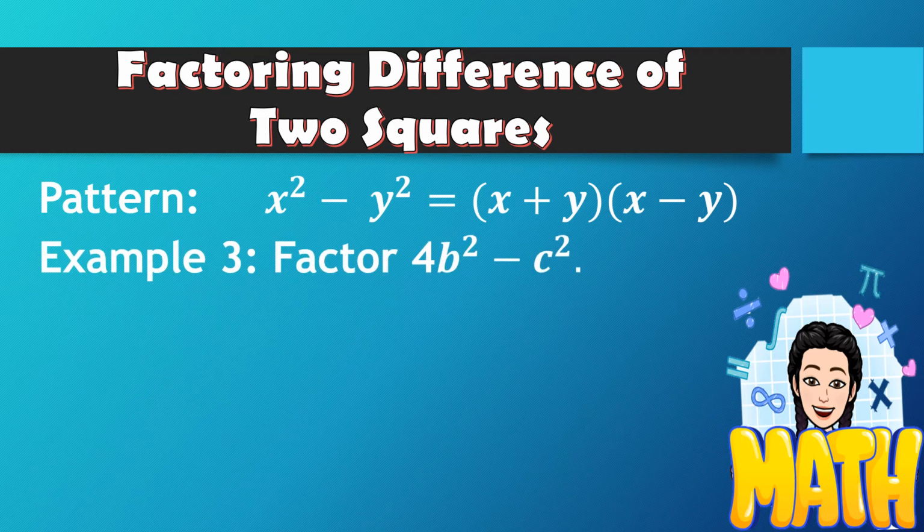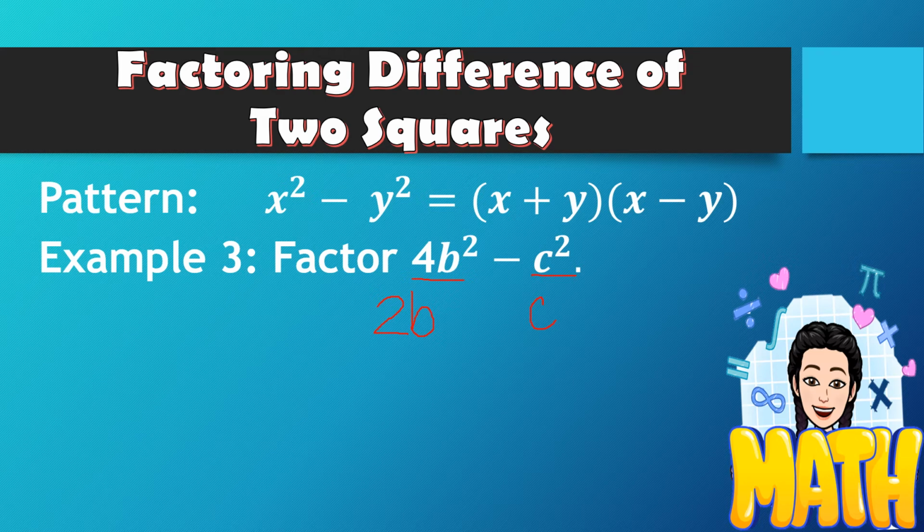Next, factor 4b squared minus c squared. What is the square root of 4b squared? Very good. The square root of 4b squared is 2b. What is the square root of c squared? Correct. The square root of c squared is c. Again, for the variable, we are just going to divide the exponent by 2.